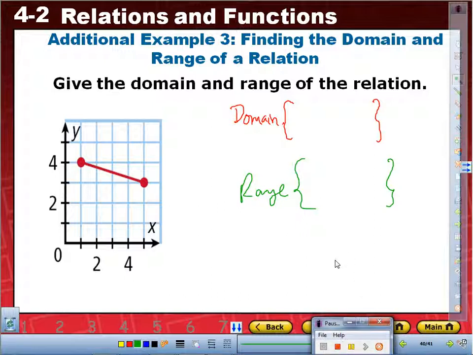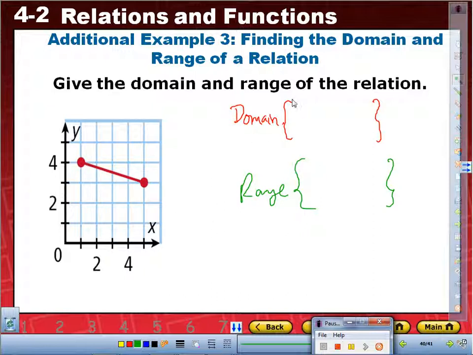Pens down, eyes up here. So, if we look up, some of you are saying, it says, give the domain and range of the relation. You're like, is this a relation? Yes. Because in order for us to have this graph here, we need a lot of points, don't we? And what are points? Coordinates. And what did we say a relation was? A collection of coordinates. Are we there? Or ordered pairs.